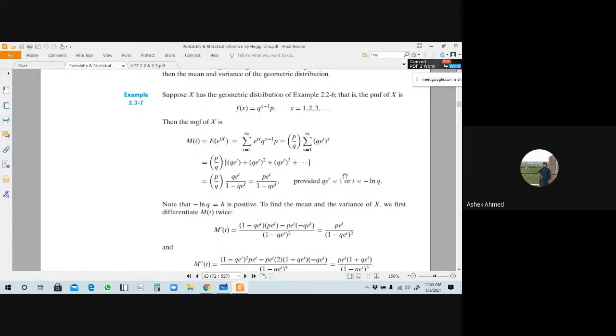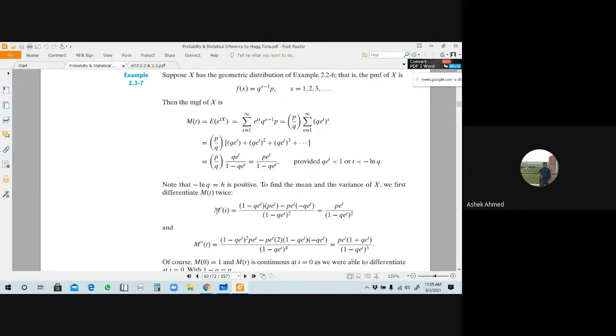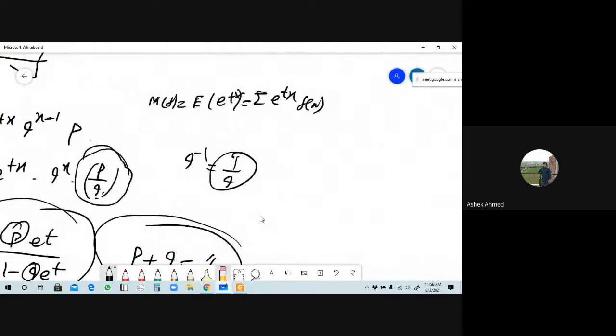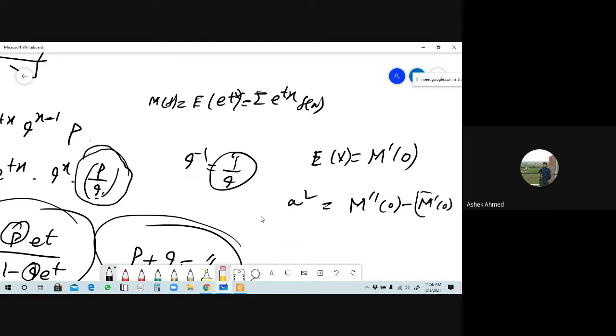Now, this is the result here. To find the mean and the variance of x, we first differentiate M of t twice. Now we want to find the mean and variance from here. How can we derive the mean of a distribution? The mean, expectation of x, is M prime of 0, and the variance, expectation of x square minus the square of the mean, is M double prime of 0 minus M prime of 0 whole square, right?